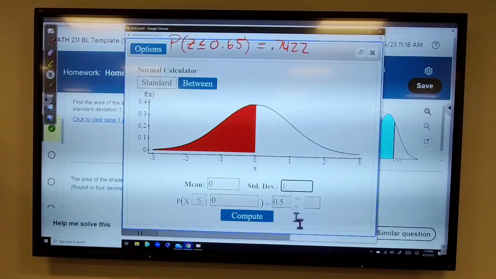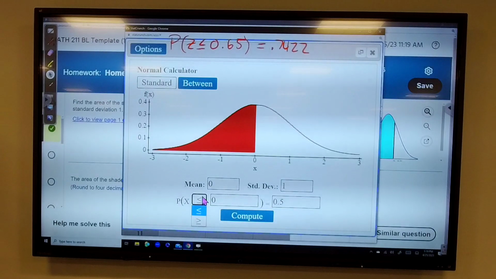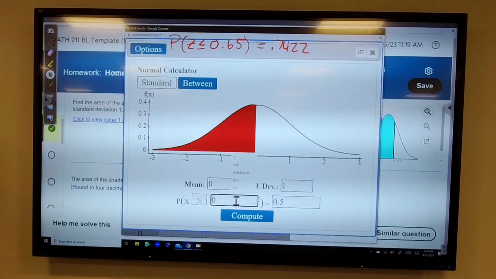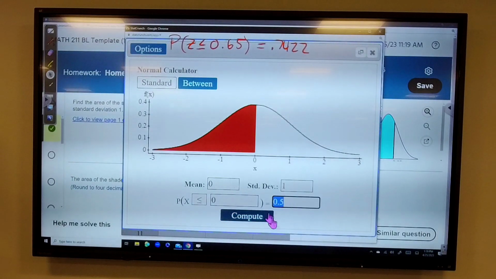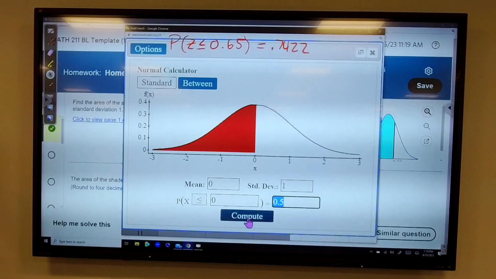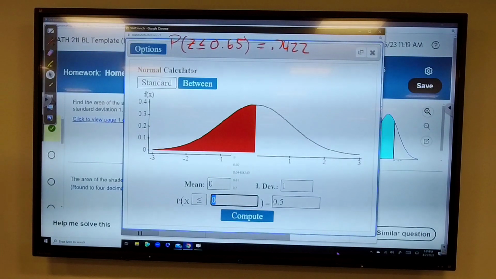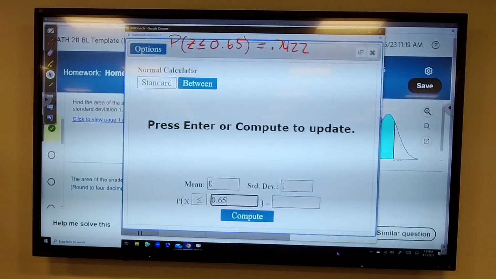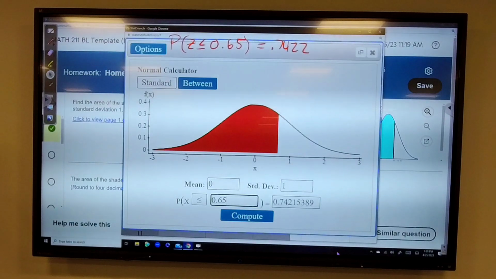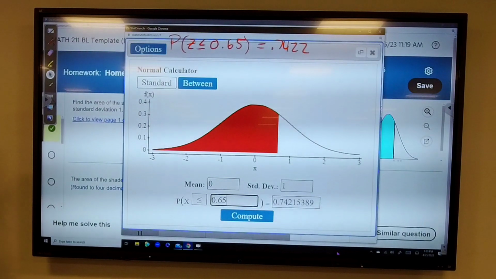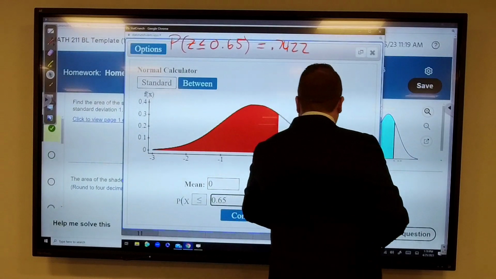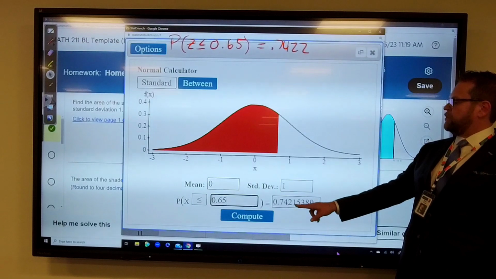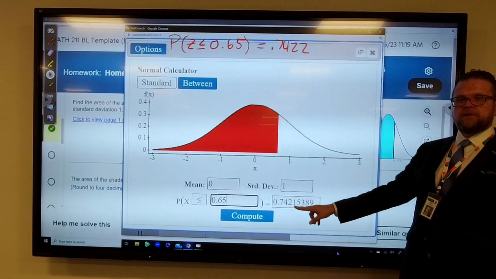There are five things you can modify here. You can change the inequality. You can change the mean or the standard deviation. You can change the value on the axis, or you can type in an area. Here, all I need to do is type 0.65. And when I press enter, I'm going to get the area. It's a little more precise than the table, because it shows more than four decimals: 0.742, and then you have to round the fourth one, you also get two.